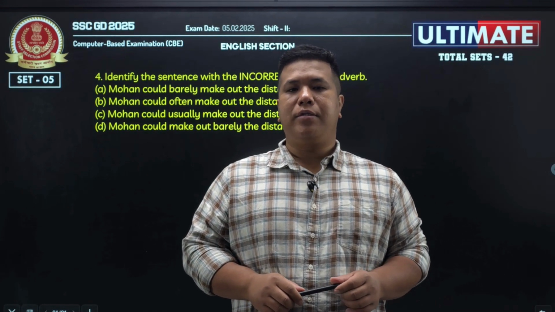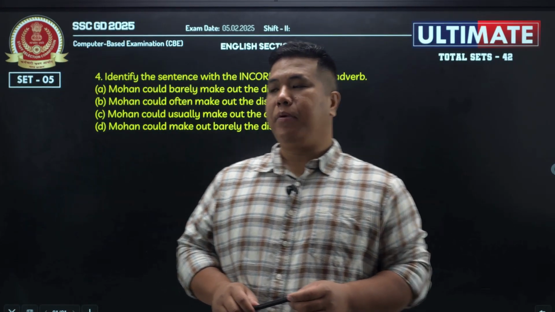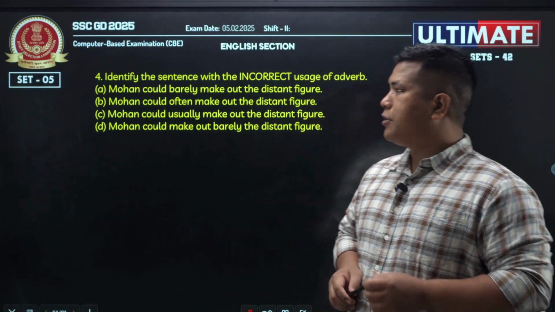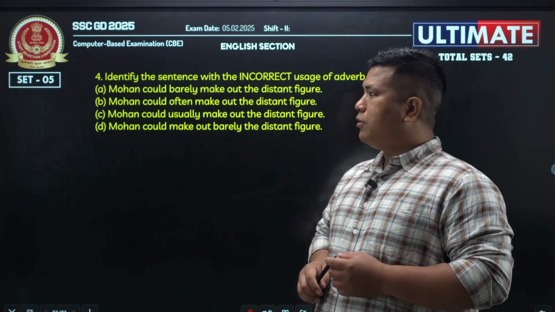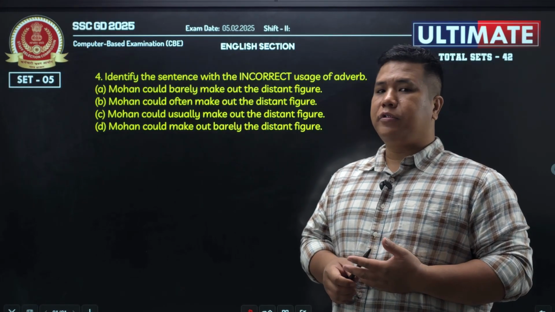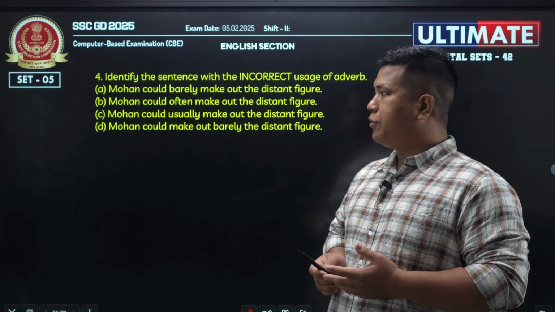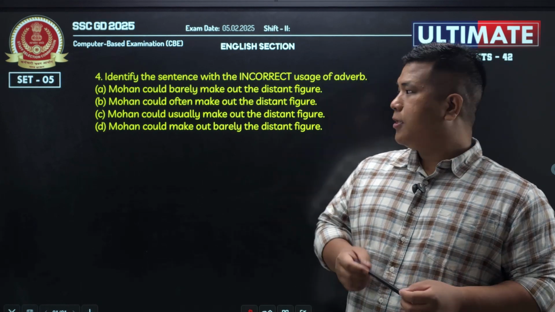So today we will discuss the fifth set of the English paper, the GD paper. In this set number 5, we will begin with the grammar section. This set contains 4 questions from grammar, and as we know, there are 5 questions from comprehension. That makes it 9 questions. So 11 questions will be from the vocabulary part.